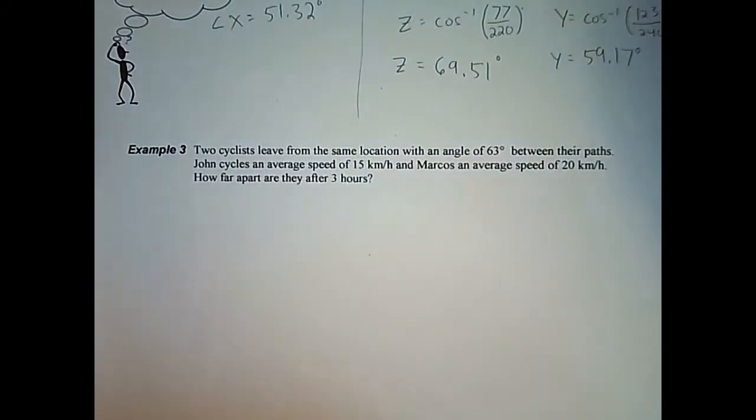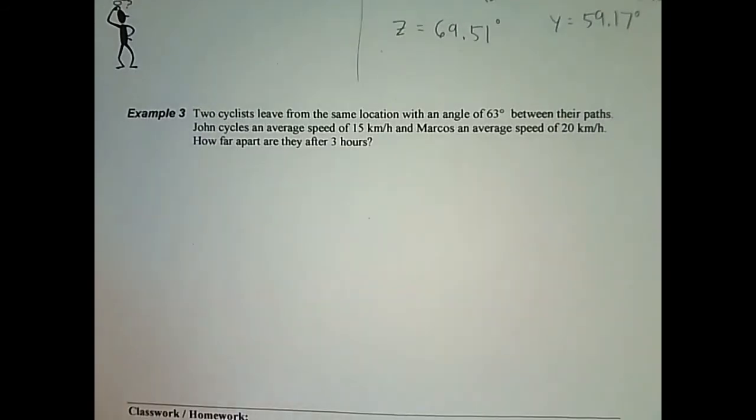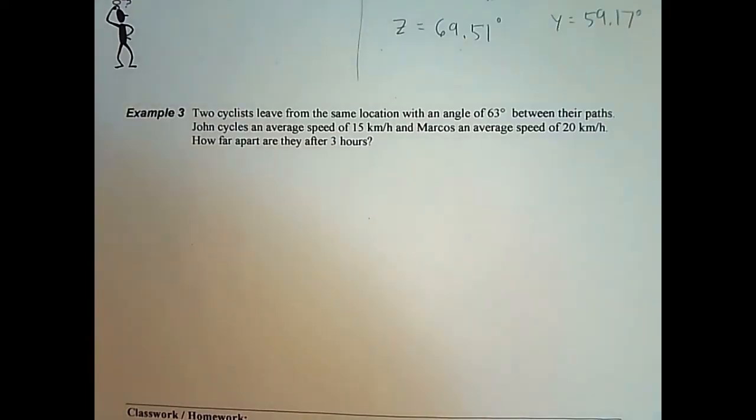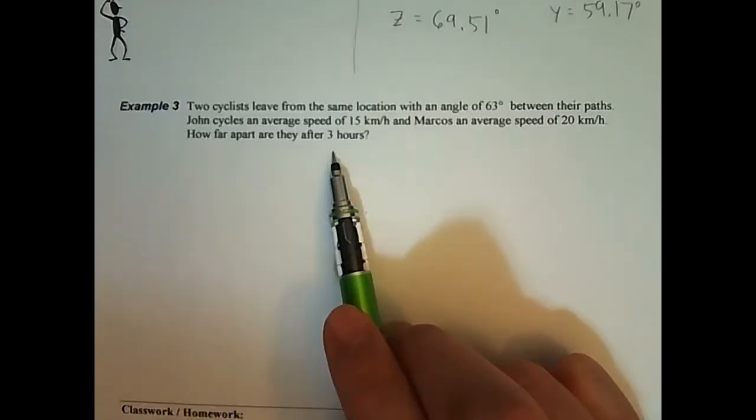All right, our last example, example 3 says, two cyclists leave from the same location at an angle of 63 degrees between their paths. John cycles at an average speed of 15 kilometers per hour, and Marcos an average speed of 20 kilometers per hour. How far apart are they after 3 hours? So we need to usually get some distances here, but we know how fast they're traveling, and we know how long they've been traveling for.